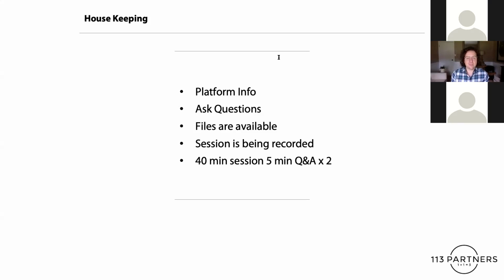We'll be using a similar structure to the sessions as we did yesterday today, which means we're breaking into a couple of different halves.